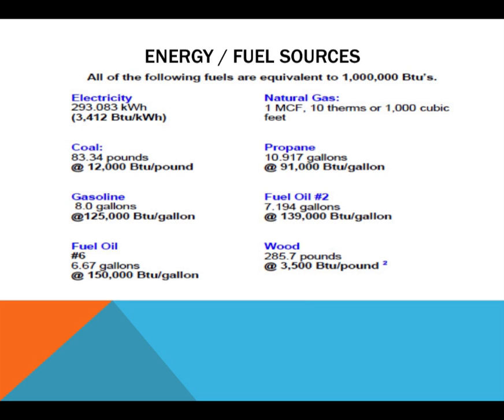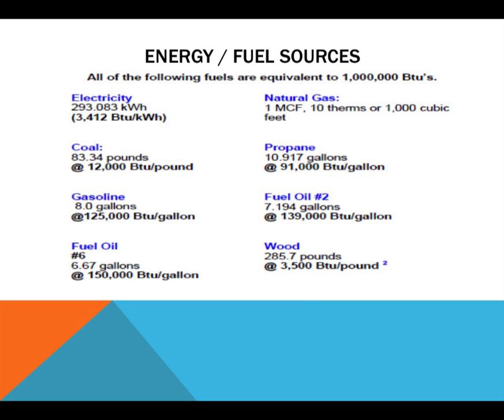Okay? Thought this might be interesting. Maybe it isn't. This is for 1 million BTUs. So natural gas, which most of us are familiar with, 1 MCF, 10 therms, or 1,000 cubic feet, is 1 million BTU. If you're in Brazil and you need to run your dryer and you don't have natural gas and you don't have propane, you probably are using wood. And that takes about 286 pounds of wood for 1 million BTU.